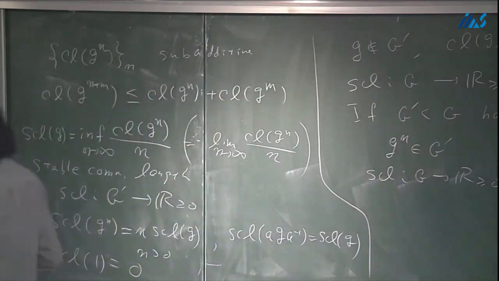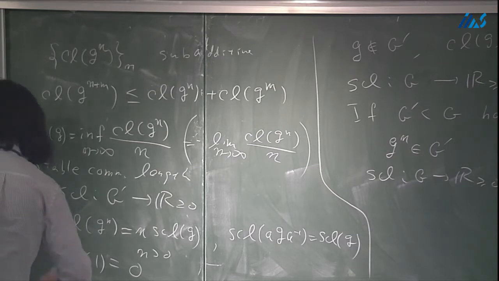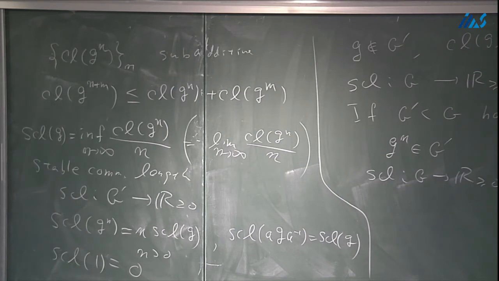Okay, so here are two extreme examples where you know something about the stable commutator lengths. Example 1. If G is a free group, then Culler has shown that for any non-trivial element G, the stable commutator length of G is at least 1/6.